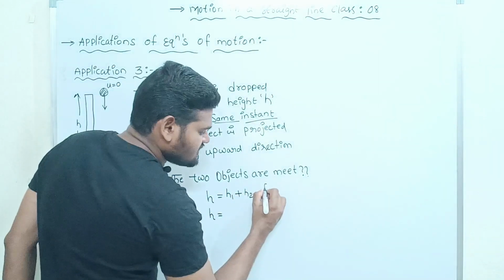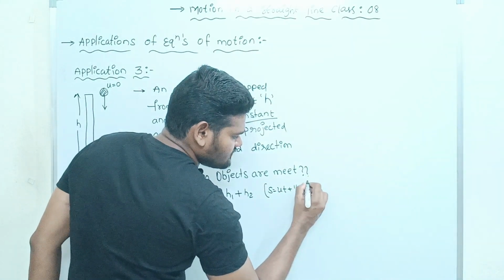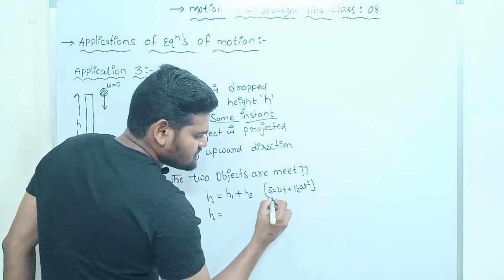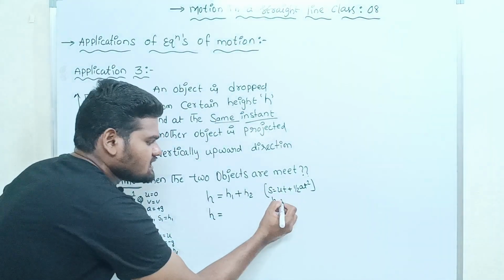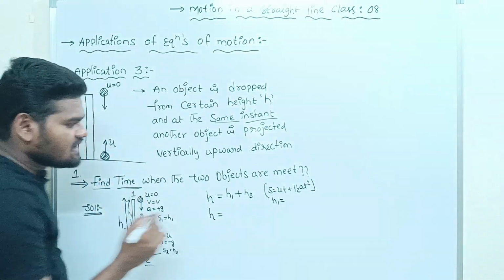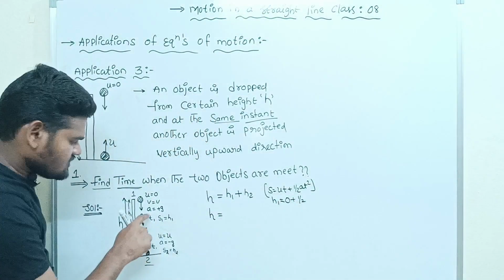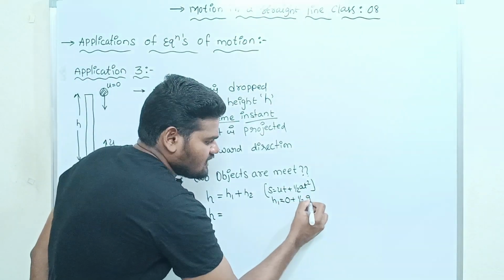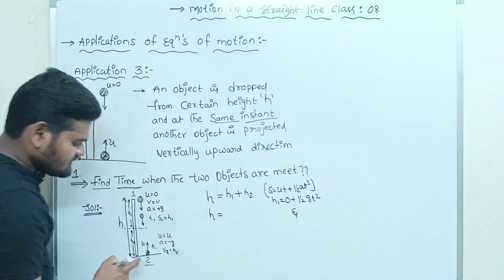So what is the second equation of motion? S is equal to ut plus half at square. Here the distance or displacement is h1. In case of h1, the initial velocity of the object is 0, plus half a, which is g, and the time is t square.